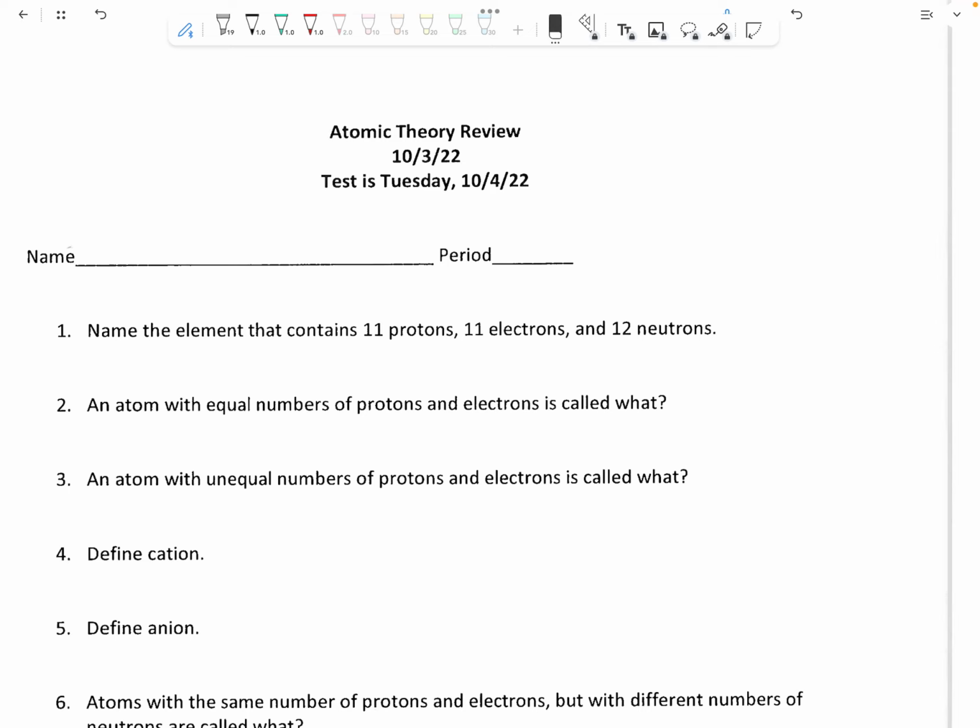Okay, the first question: name the element that contains 11 protons, 11 electrons, 12 neutrons. Well, to find out what that is, all you have to do is look at the number of protons we have here. That's the same as the atomic number. And if you look at that, that's going to be sodium. So make sure you have your periodic table. There's a symbol for sodium also.